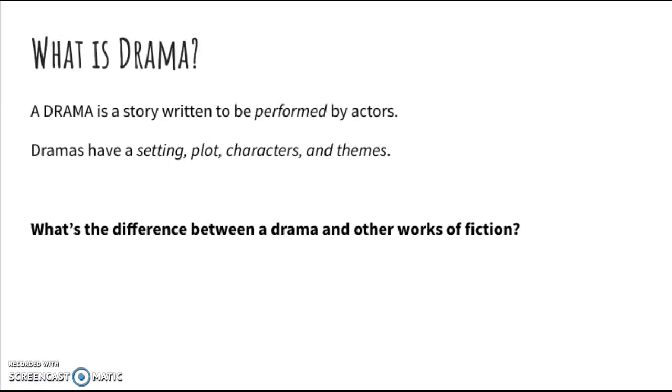The first thing to take a look at is what is drama. Drama is written to be performed, so we might also refer to it as a play. Like other works of fiction, it has setting, plot, characters, themes, dialogue. The way that it is communicated, though, is different.